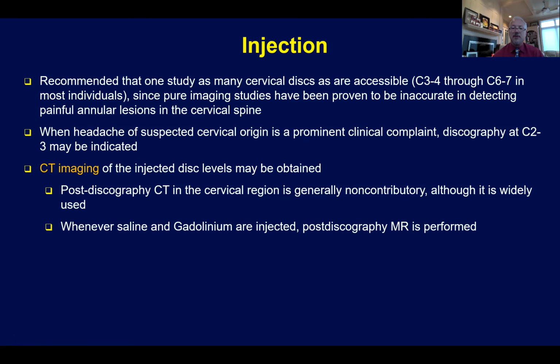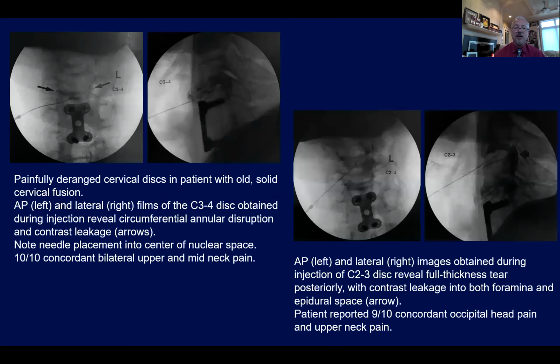While we're looking at typically one targeted disc, many discographers and many authorities would suggest performing discography in as many cervical discs as are accessible, from C3-4 sometimes down to C6-7. It's more difficult at C2-3 and C7-T1. At C2-3, we find the trachea is nearby and may represent an impediment to our success. And at C7-T1, we may encounter the cupula of the lung with the needle trespass resulting in a pneumothorax.